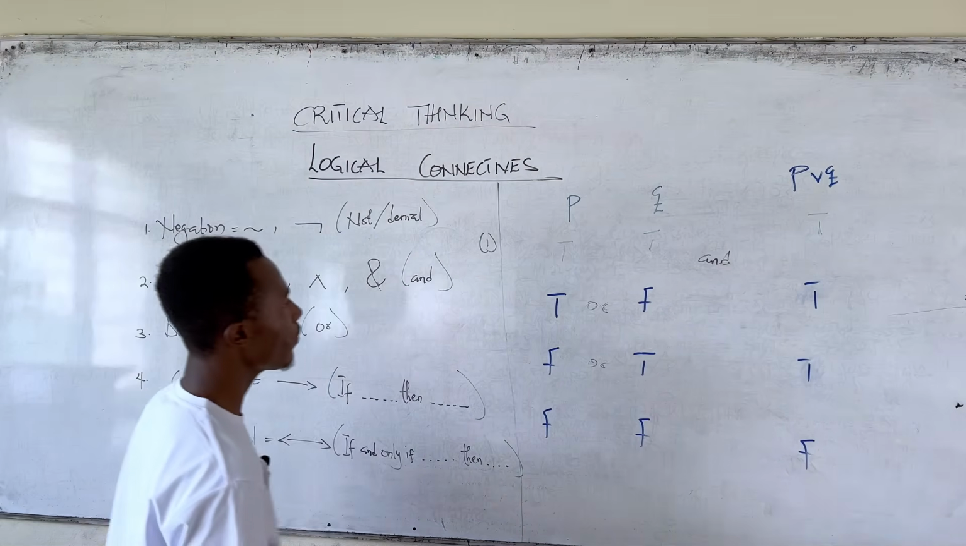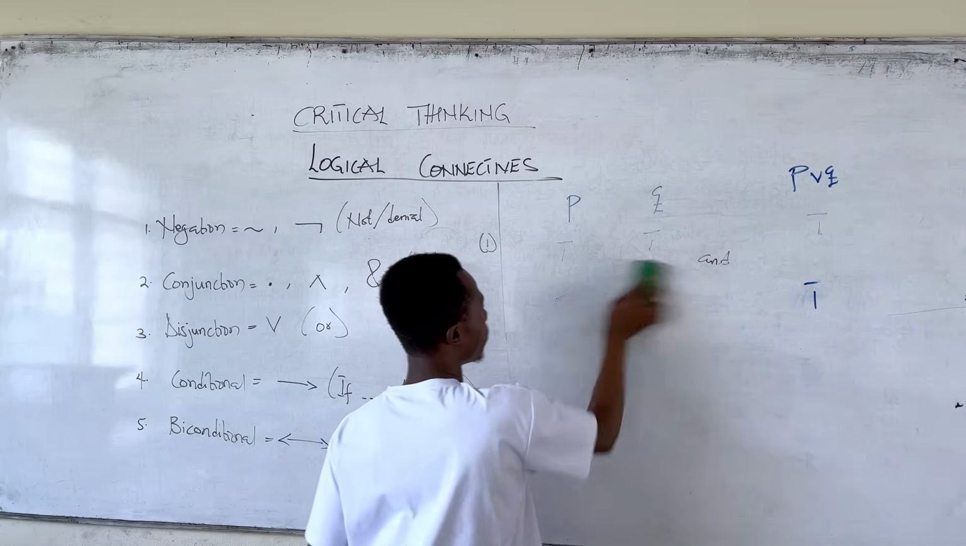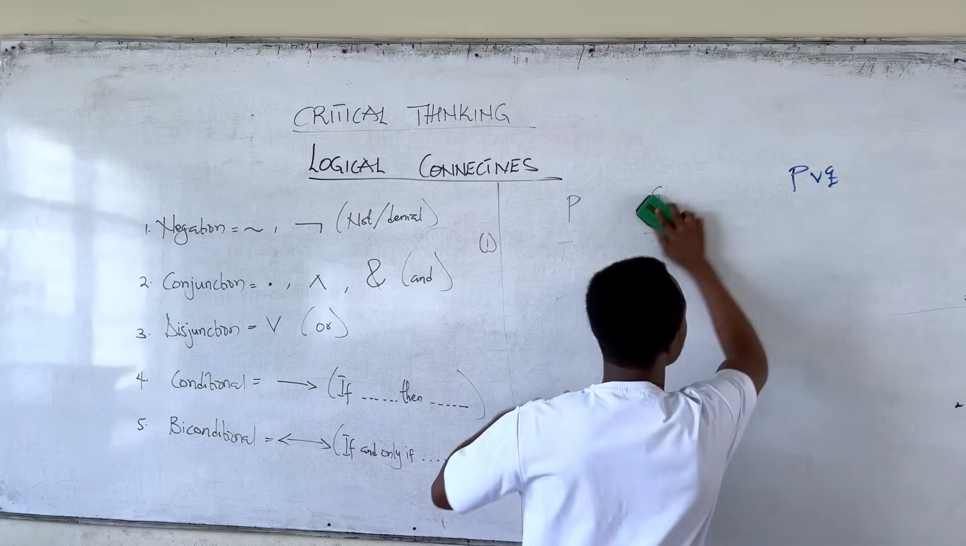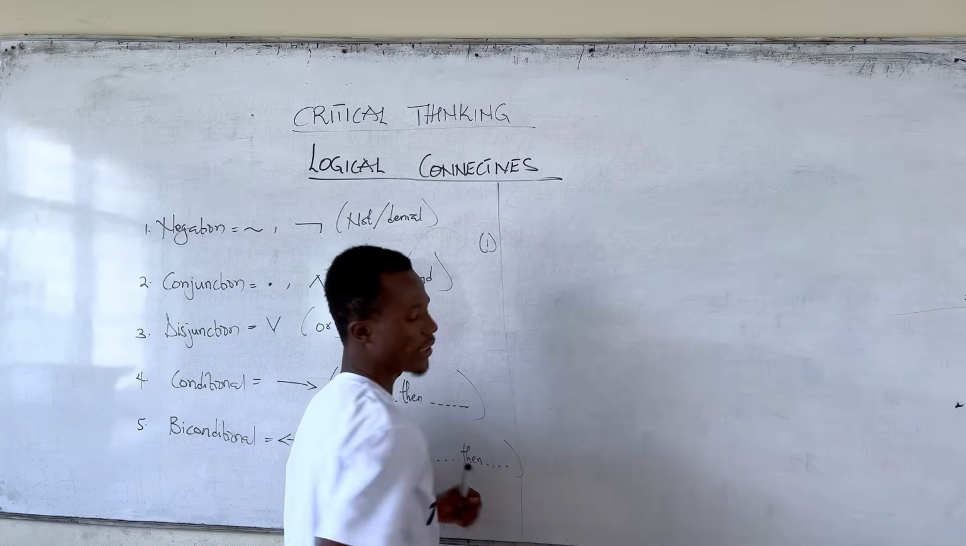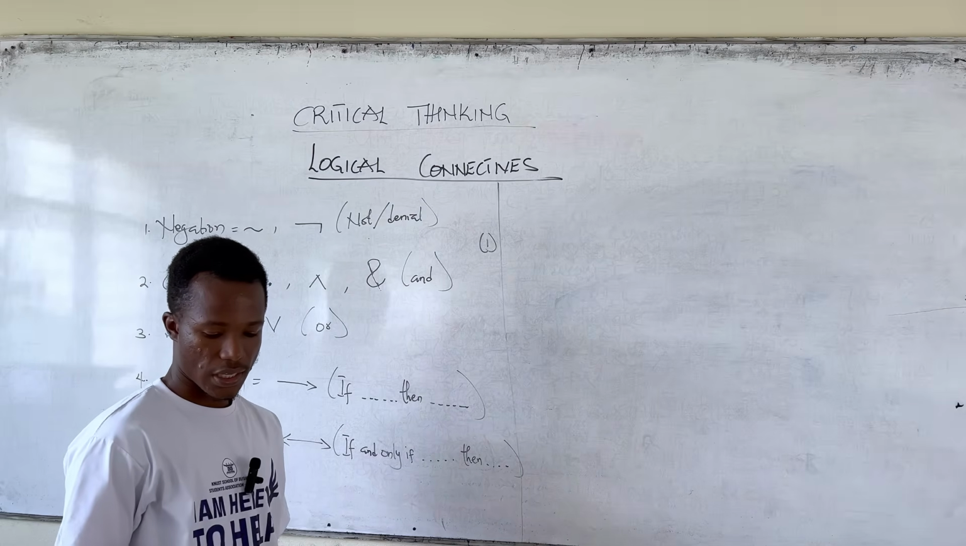Alright. So that is it for the disjunction table, or the truth table for disjunction. So now let's look at some of the examples. Okay, let's look at some of the examples.